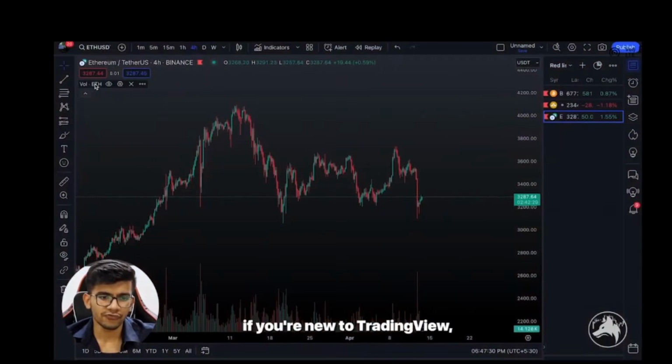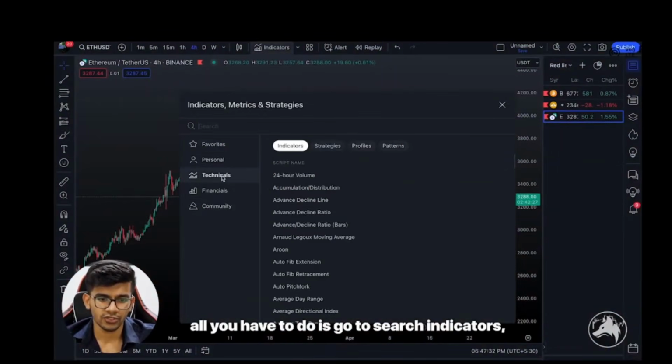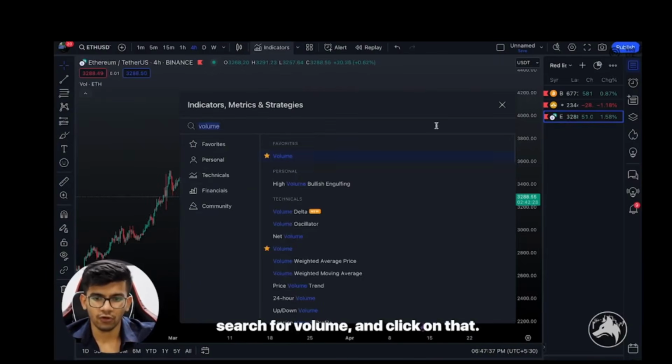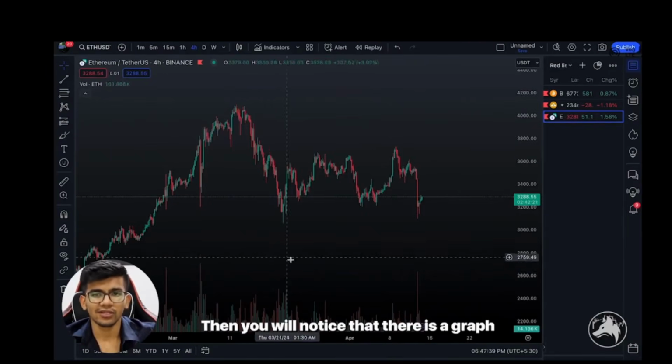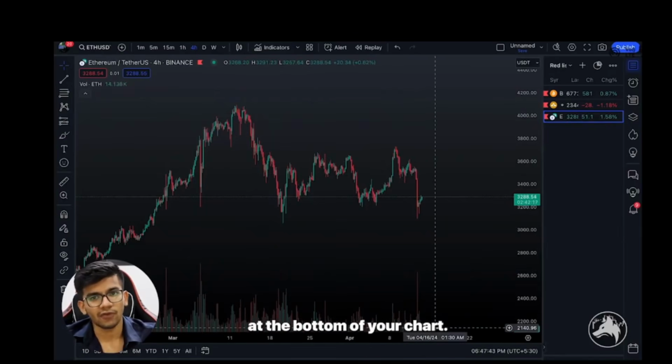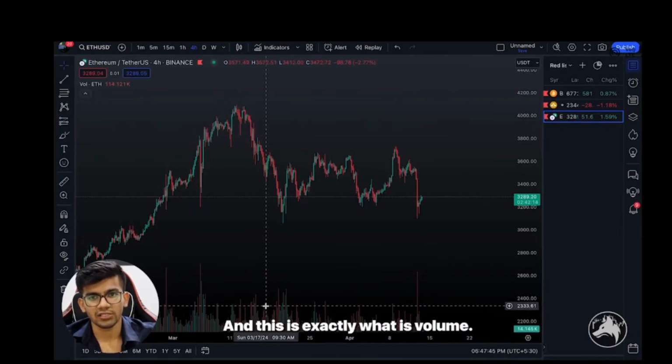So all you have to do, if you're new to TradingView, is go to search indicators, click on the indicators tab, search for volume and click on that. Then you will notice that there is a graph kind of thing that has appeared at the bottom of your chart, and this is exactly what volume is.